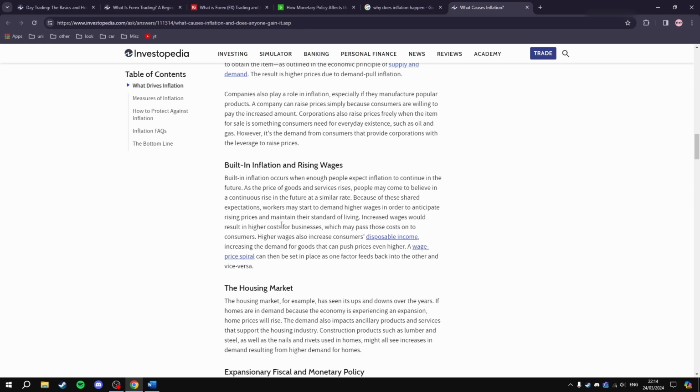Increased wages will result in higher costs for businesses, which may pass these costs on to consumers. Higher wages also increase consumers' disposable income, increasing the demand for goods that can push prices even higher. A wage price spiral can then be set in place as one factor feeds into another and vice versa.